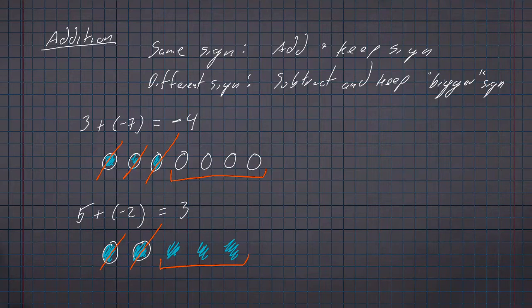Looking at our rule, we get the same conclusion. 5 and negative 2 have different signs, so we subtract them. 5 minus 2 is 3. 5 is bigger and 5 is positive, so our result came out as positive 3.